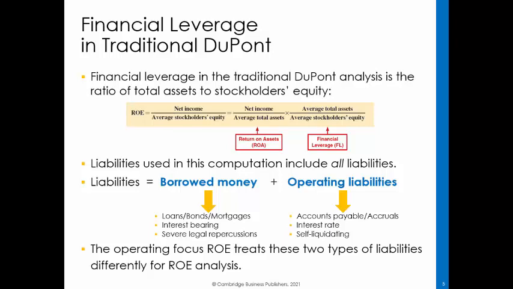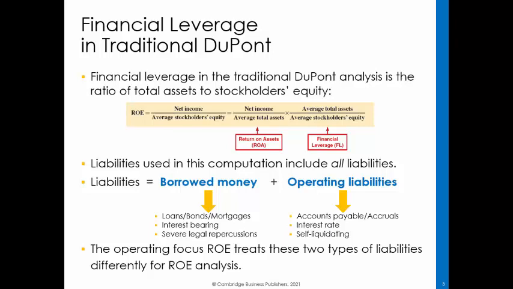However, there is a difference between borrowed money and operating liabilities, such as accounts payable and accrued liabilities. Accounts payable and accruals are interest-free and self-liquidating, meaning that they are paid when receivables are collected as part of the cash conversion cycle. On the other hand, borrowed money is interest-bearing and often contains severe legal repercussions in the event of non-payment, possibly risking bankruptcy.